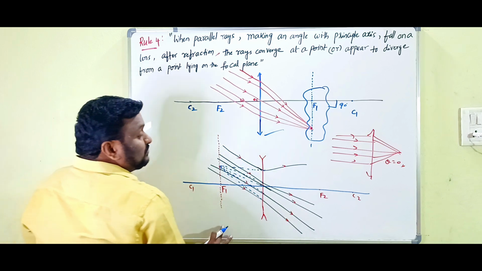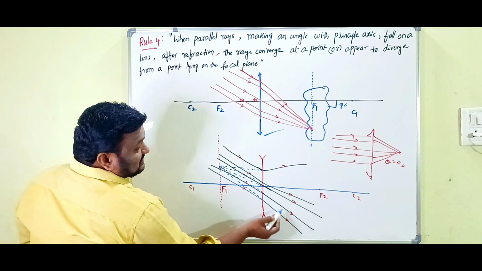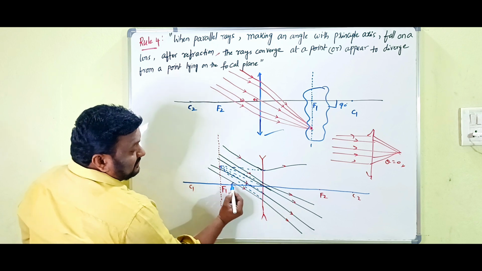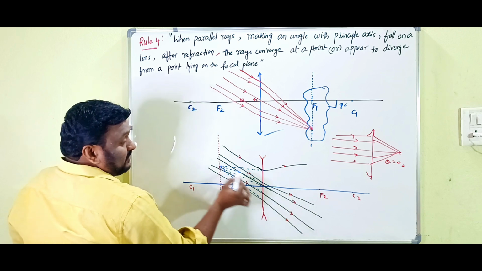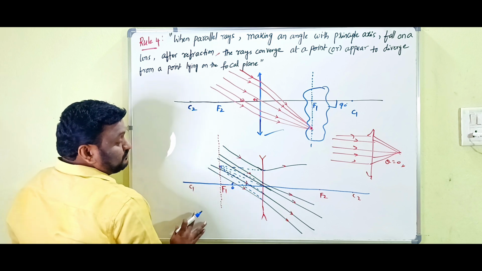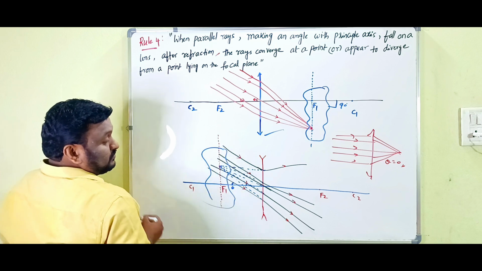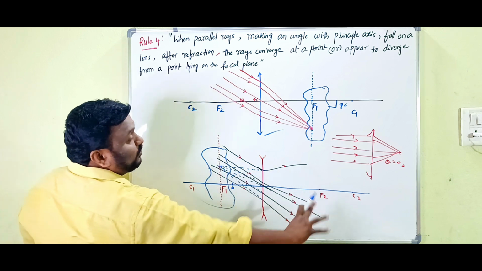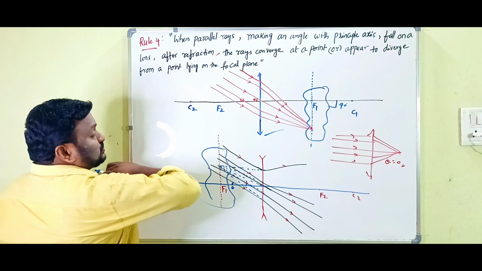The same thing we have to observe in the case of a biconcave lens. Here the black light rays are incident making some angle theta. After refraction, again we have to extend the refracted rays backward. They will meet at one point, and that point lies in the focal plane. Now this is the focal plane. Clear? So when we observe from this side, the refracted rays seem to diverge. So this is about rule number 4, children.